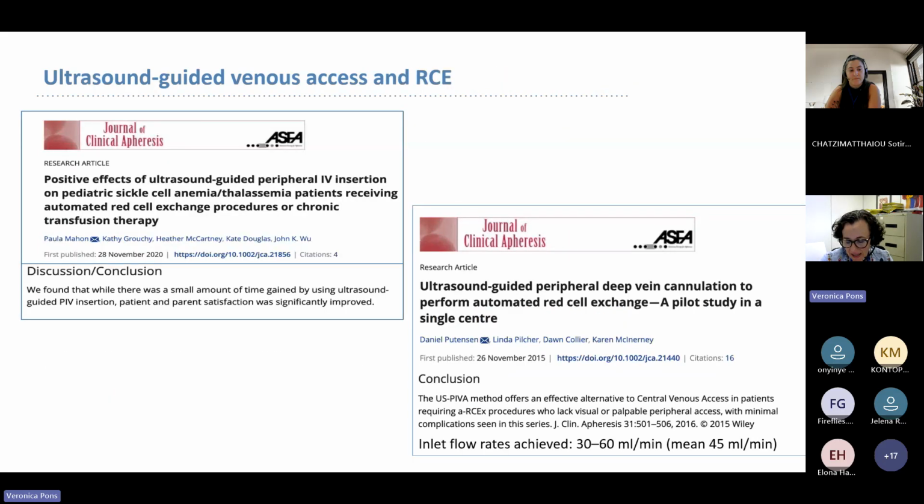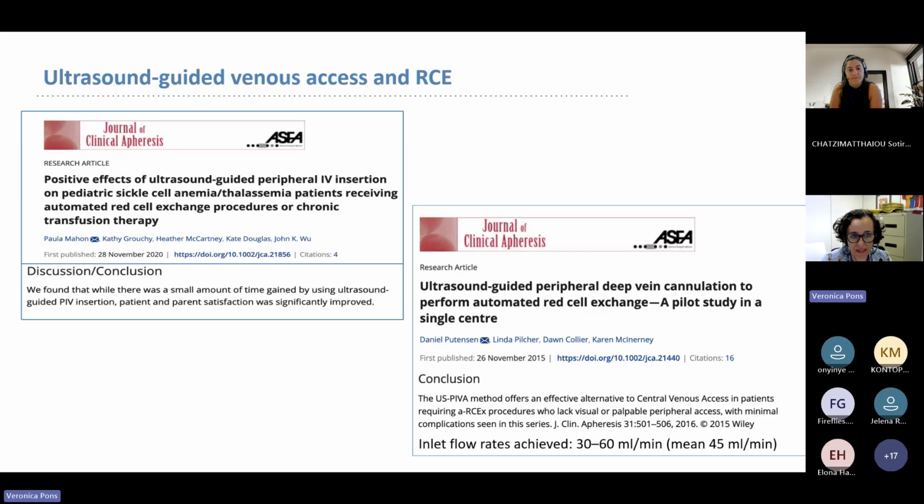Some specific studies have explored the use of ultrasound-guided venous access in patients with sickle cell disease who require transfusion support or exchange transfusion. The first study you can see here in the slide, although cannulation was slower because you have to use the ultrasound-guided device, was less painful and improved patient satisfaction. So I think it's important.